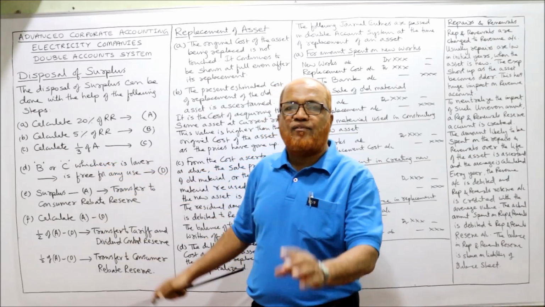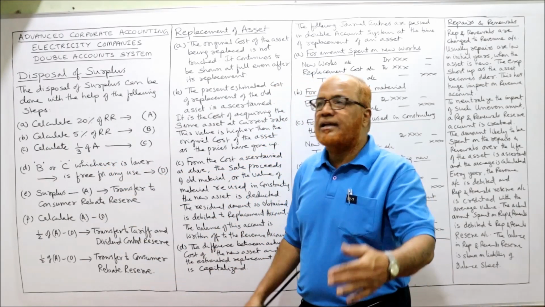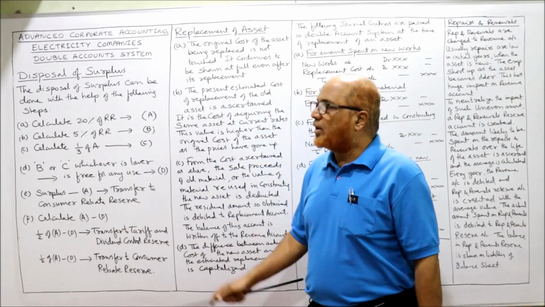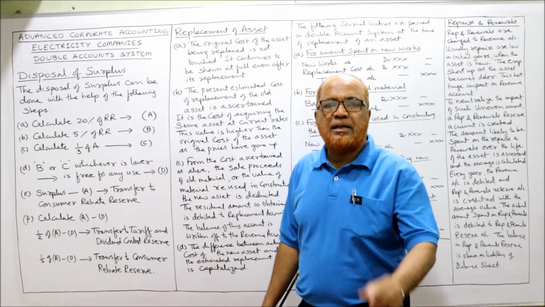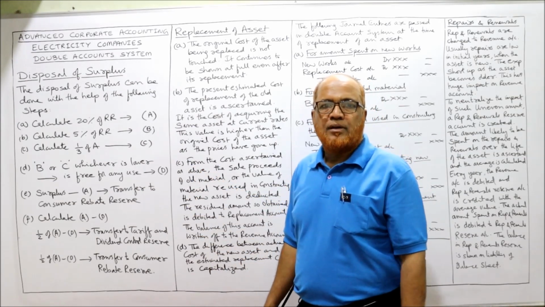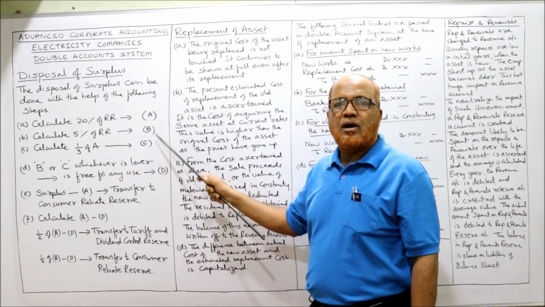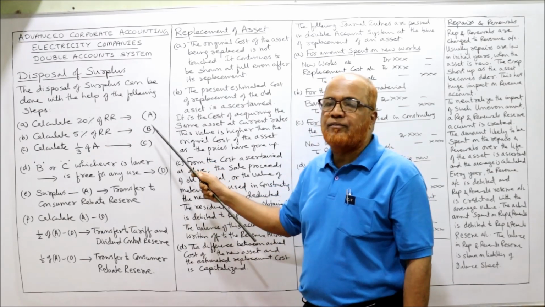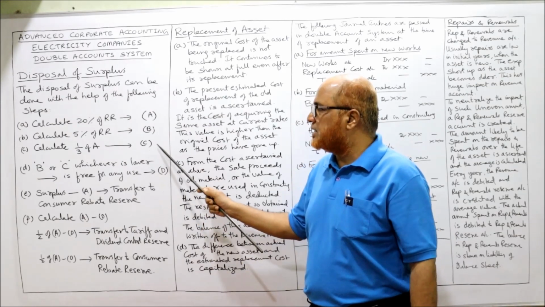Second step, calculate 5% of RR, reasonable return. We call it B. Then calculate 1/3 of A. Whatever A you get, you multiply by 1/3. So 1/3 of A, call it C. Now we are having A, 20% of RR, B, 5% of RR, and C, 1/3 of A.